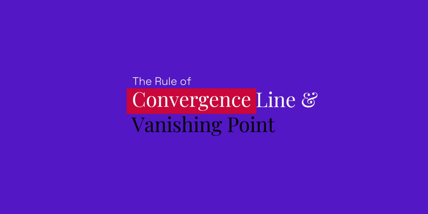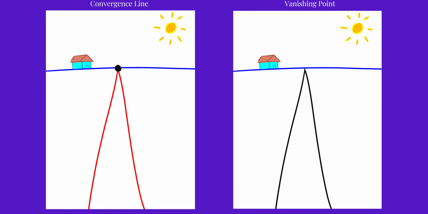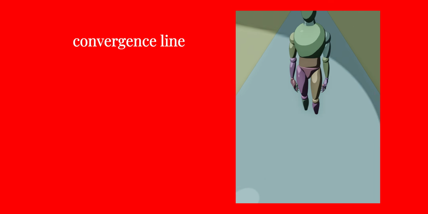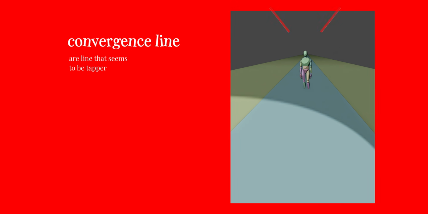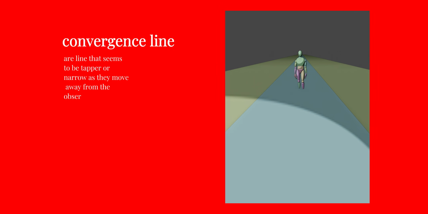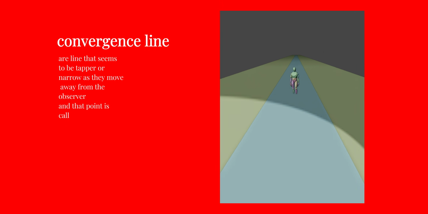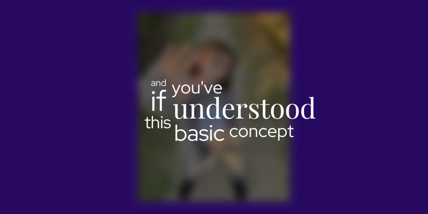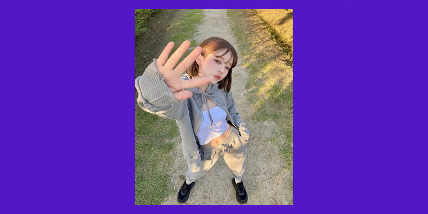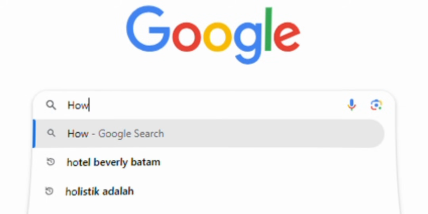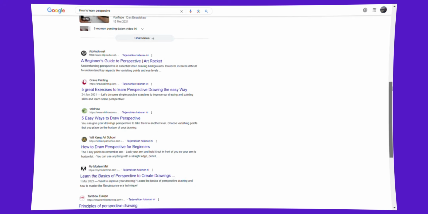The second rule is the rule of convergence line and vanishing point. These two rules are connected to each other. Convergence lines are lines that seem to taper or narrow as they move away from the observer, and that point is called the vanishing point. And if you've understood this basic concept, you can probably do something like this. But why stop here? There's still so much we need to learn about perspective.